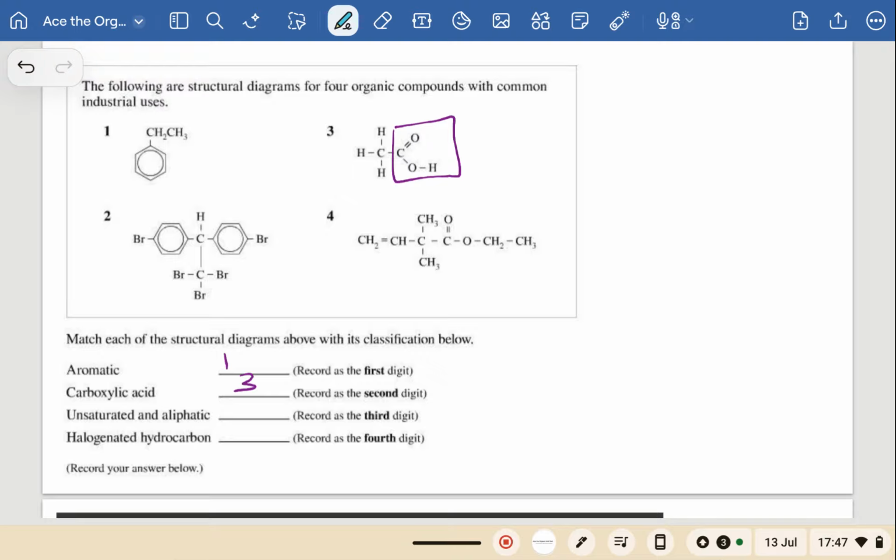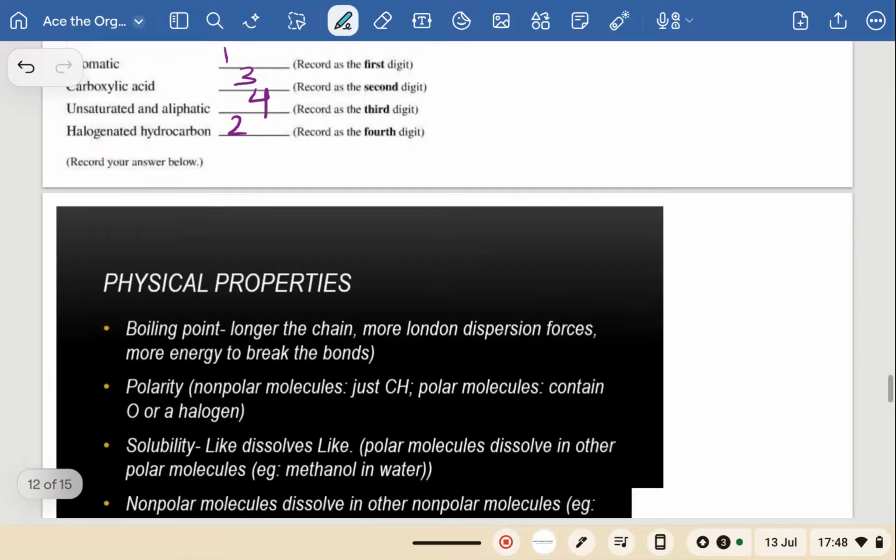Unsaturated and aliphatic. Unsaturated, you're looking for a double or triple bond. So here's double. And aliphatic means no benzene ring. So this is just 4. And then halogenated hydrocarbon, you're looking for one of your halogens. So number 2. So sometimes the diploma will let you have more than one answer. So for instance, if you wrote here 2, 3, 4, 2, it still would have been correct.